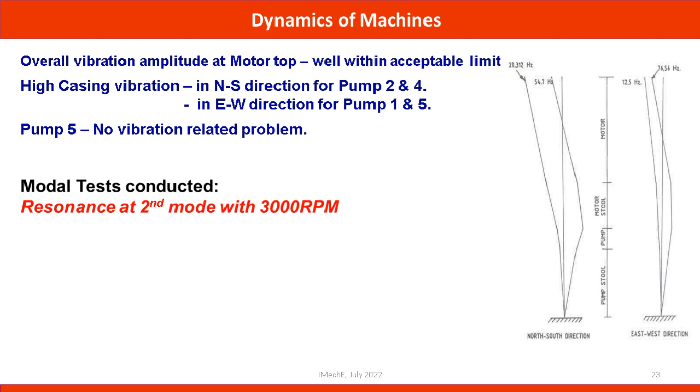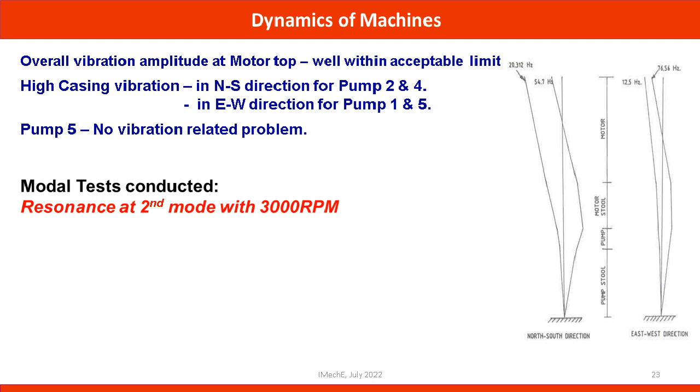In east and west direction, you can see the natural frequency around 12 hertz, and the second natural frequency is 74 hertz. Since the RPM of the machine is 3000, which is 50 hertz, it clearly explains that when the pump is running, maybe filled with water, the natural frequency 54 may go down to 50, close to 50 hertz. So it is resonating at the second natural frequency.